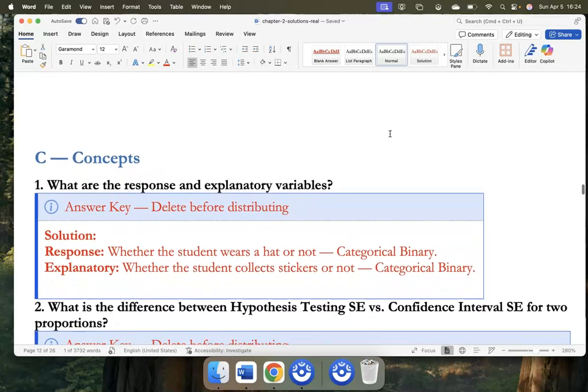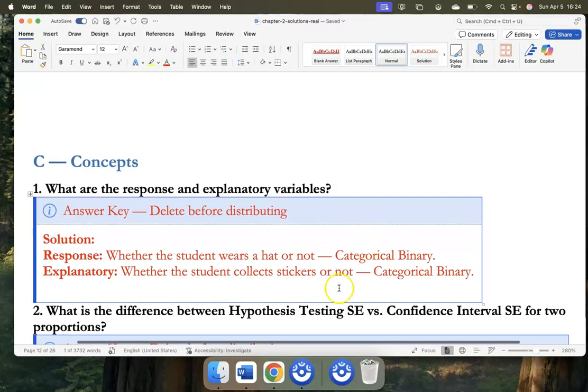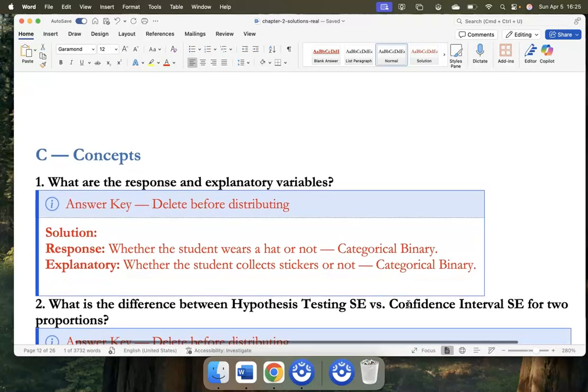All right, so here it says, what is the difference between the hypothesis testing standard error and the confidence interval standard error, in terms of 2 proportions? In terms of hypothesis testing standard error, you assume that the proportion is based off of the actual data. You're going to pool the information together, just like how you did for the pooled standard deviation. Whereas the confidence interval is based on the weighted product of the proportions.